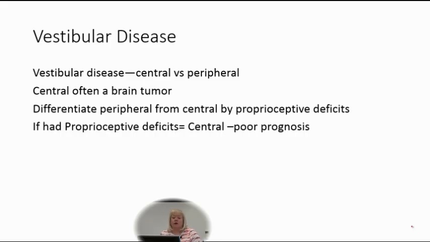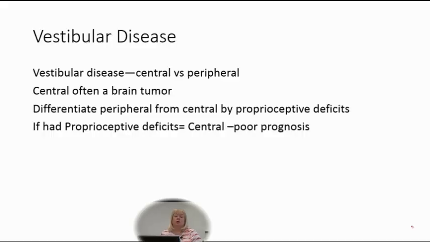Central is often a brain tumor, but it can be other things, granulomatous meningoencephalitis, a few other inflammatory diseases, but generally the central vestibular issues are totally bad news. Peripheral vestibular, that's the one thing that we tend to see as something called geriatric vestibular disease.